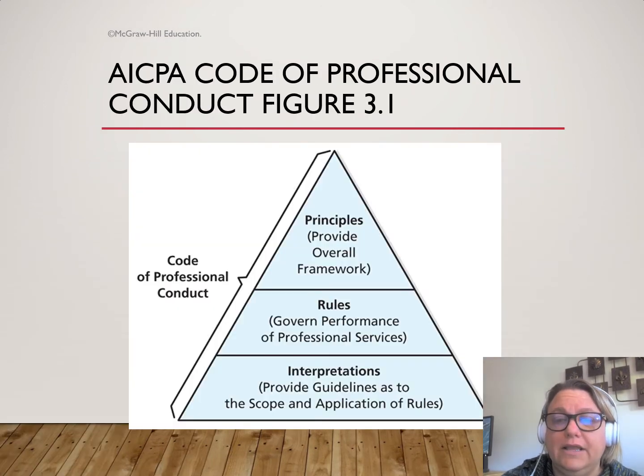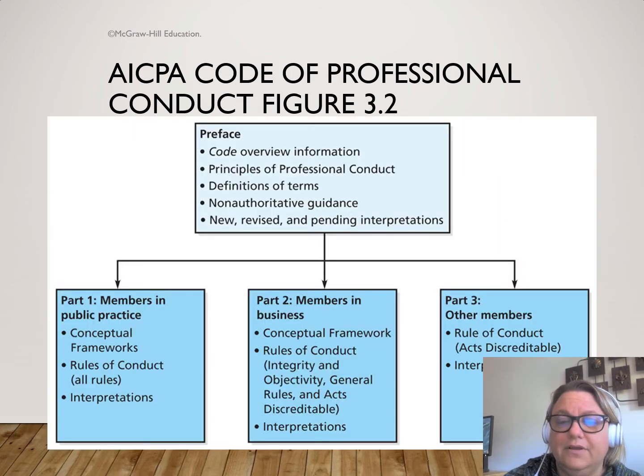So again, here's your hierarchy. The framework is your principles. The rules govern your standards, and then underneath that are interpretations, which are constantly giving you application. Now, here is the actual code of professional conduct and how it is set up. The preface of the conduct has the overview information, the terms, non-authoritative guidance, and new, revised, pending interpretations. So the stuff that is coming up in the code of professional conduct as things are changing would be at the preface, the things that are changing, new things in review.